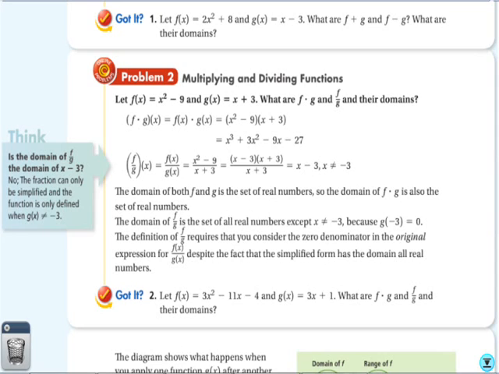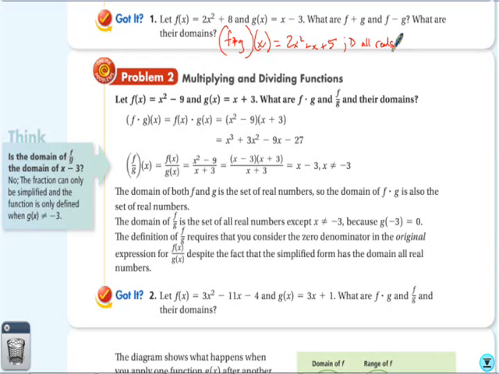All right, you've unpaused. Let's see, for f plus g, f plus g of x is 2x squared plus x plus 5, and the domain for that is all reals.